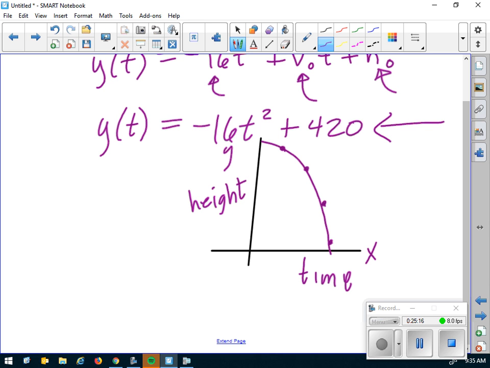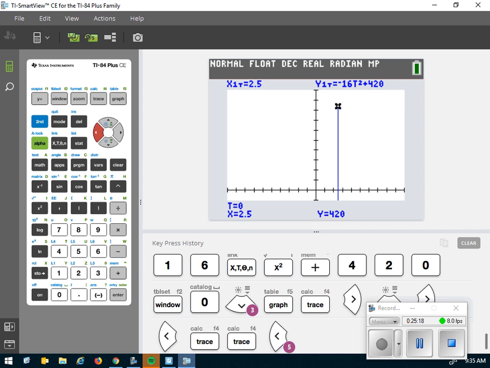Let's go to C. Go back to your calculator, and it says change the x equation just to t.